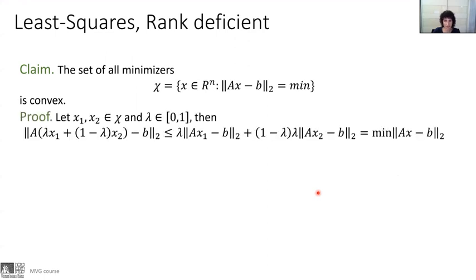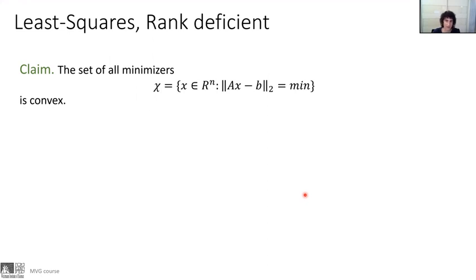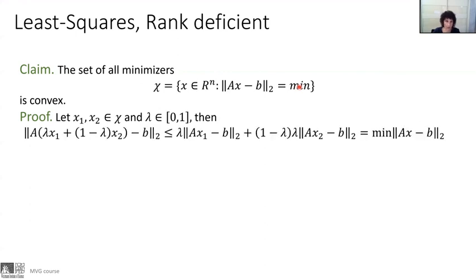You can understand it immediately if we define the set of all minimizers to be all X's that give the minimum. Since A is rank deficient, as we saw before, we can have an infinite number of solutions. Then why is it convex? We take two minimizers and lambda between 0 and 1, and look at the combination lambda x1 plus one minus lambda x2. We would like to show this is also a minimizer. So we plug it into A times the convex combination minus B.